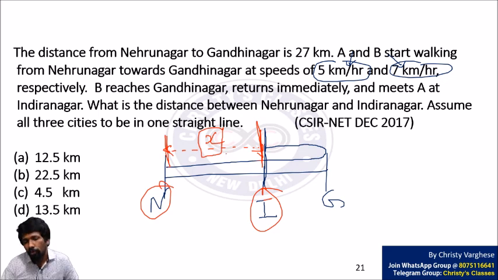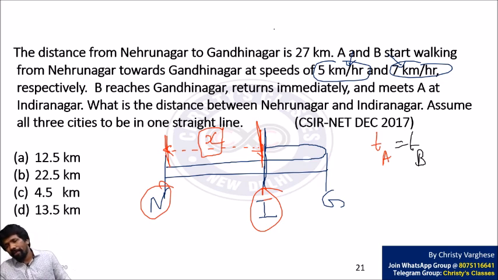This question you can do mathematically, and you can do it logically also. First I will explain the mathematical solution, then I will explain the fastest logical solution. The mathematical solution is, as I told, the time taken by A and the time taken by B are equal. Time is equal to distance by speed, obviously. Here, as it is human beings, the length of the object does not matter.